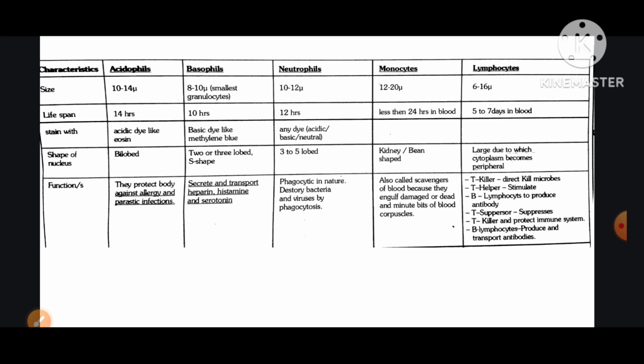Shape of nucleus: acidophils bilobed, basophils 2 or 3 lobed S shape, neutrophils 3 to 5 lobed, monocytes kidney or bean shaped. Lymphocytes have a large nucleus, due to which the cytoplasm becomes peripheral.